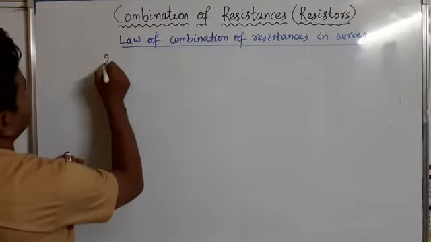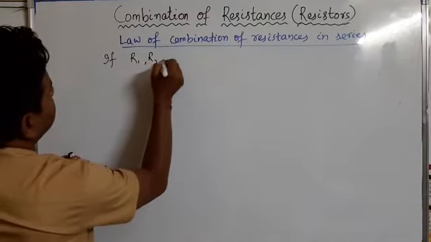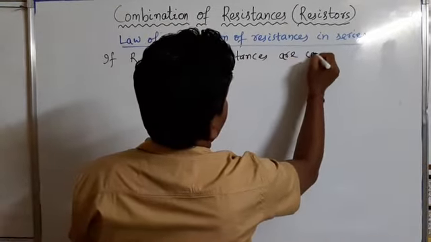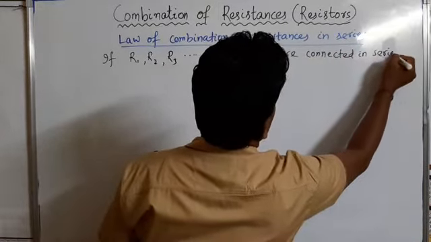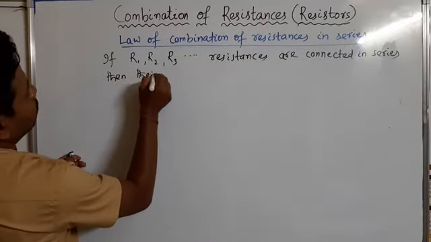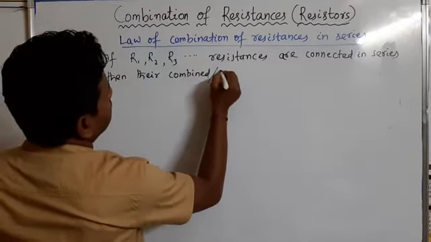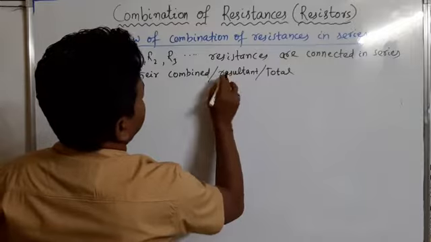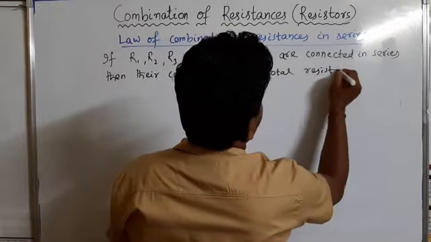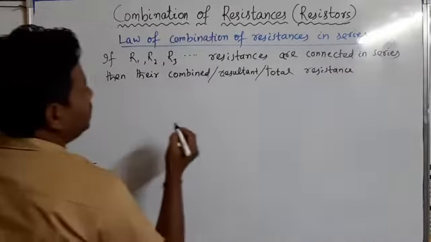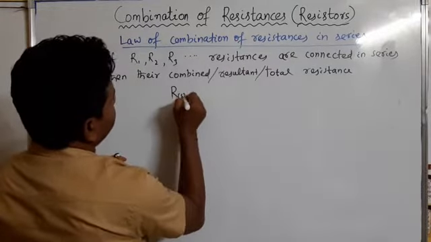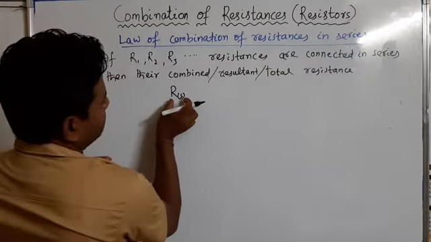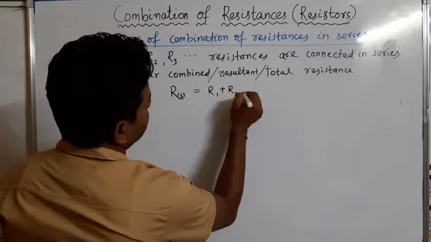This law is, if R1, R2, R3 resistances are connected in series, then their combined resultant, or you can say total resistance, that is RS, S is denoting series connection, the total resistance in series connection will be equal to R1 plus R2 plus R3 and so on.